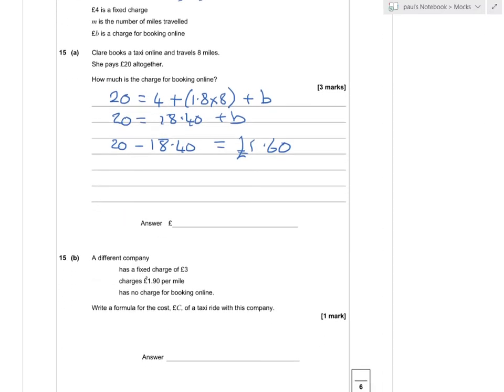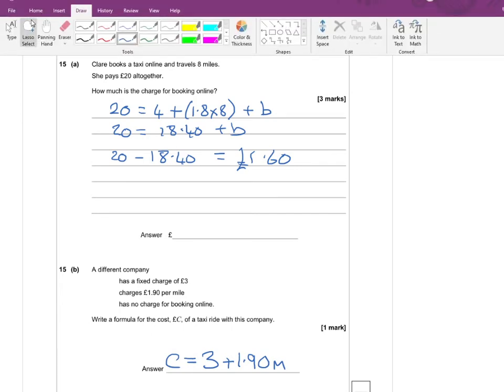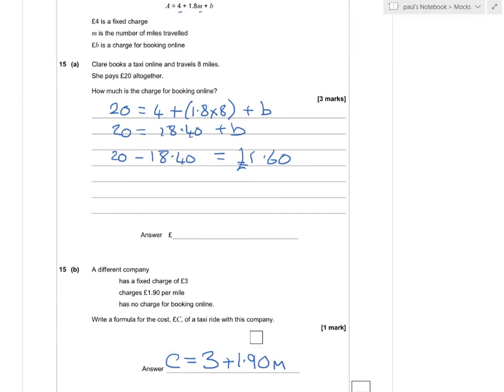A different company has a fixed charge of £3 and charges a different rate per mile. Work out a cost formula. So let me just go back to what that looks like. So the different company is going to be C equals a fixed charge of 3 plus 1.90 a mile, or 1.9. Put that 1.9.